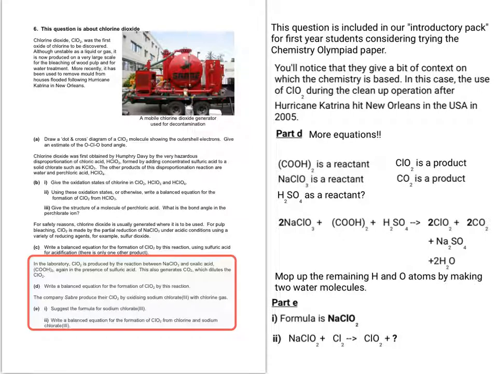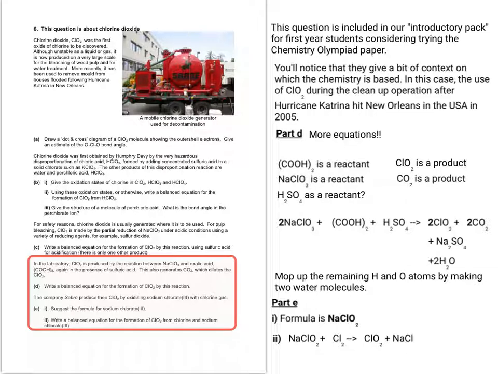So this time, you know you've got sodium chlorate(III) at the beginning, and chlorine. You know you've got ClO2. So what you're going to have to do is think about what other product you could have to get rid of sodium. So it shouldn't be too difficult to work out that you've got NaCl there. Now all you have to do is the balancing.